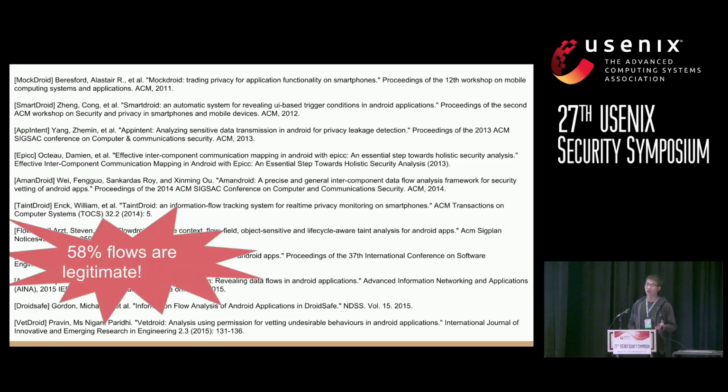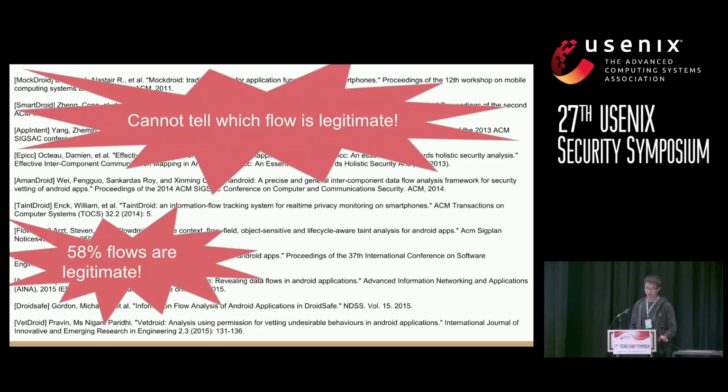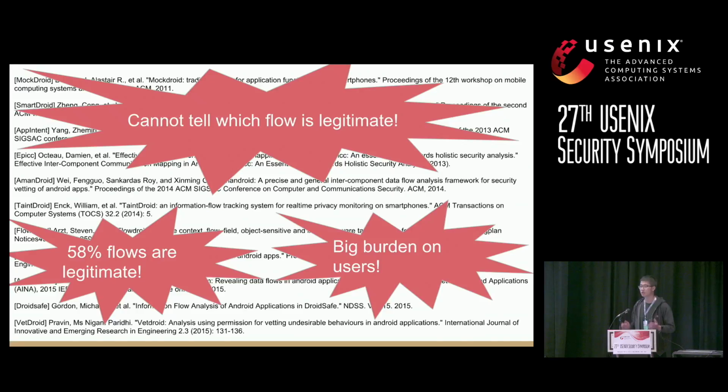Based on our observation, we manually checked more than 2,000 data flows, and we found more than half of them are legitimate. This is a big limitation shared by all existing systems, because they cannot tell which flow is legitimate and which is not. Considering that the users of such systems always need to take care of a large number of apps, this would incur a big burden for those users.